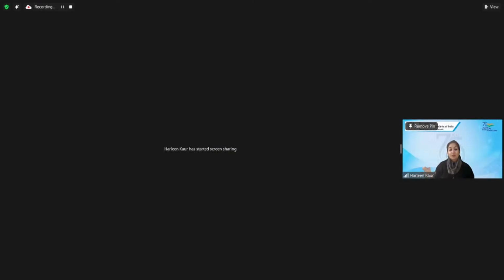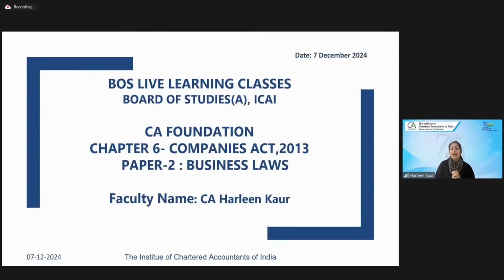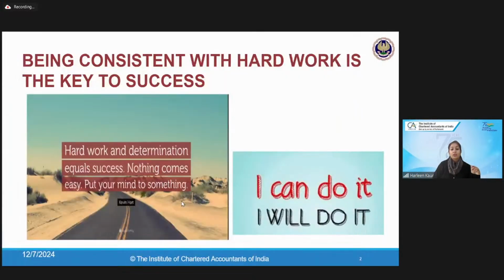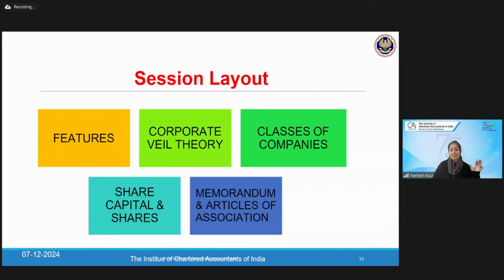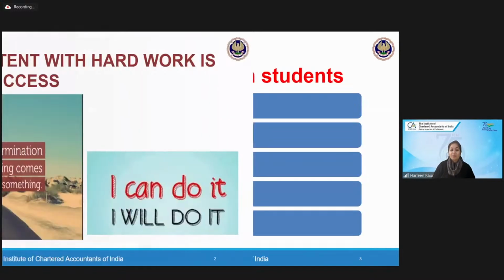Today we are going to understand this, and we'll be dividing it into different lectures. In the first lecture, we are going to do the Companies Act 2013, that is the features, corporate veil theory. In the next class, we'll be understanding about the classes of companies and share capital, and then we will be further understanding what is memorandum and articles of association.